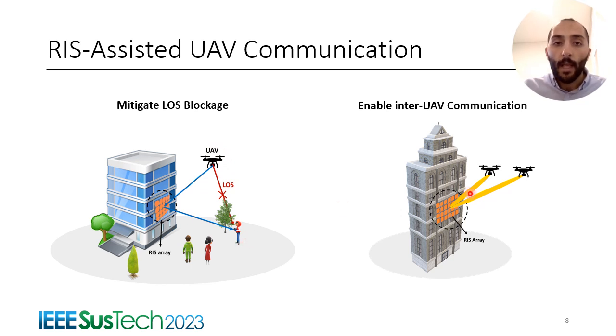Another example: since the transmitters of these UAVs point downwards to serve the ground users, inter-UAV communication is not possible via VLC. However, by having RIS arrays installed on the building surfaces, such communication becomes possible by reflecting the incident beams coming from one UAV towards the other.